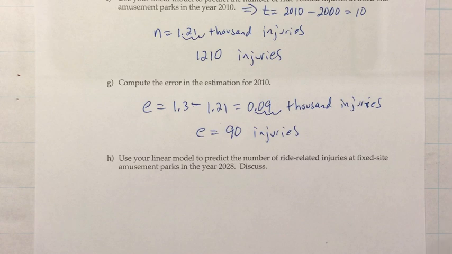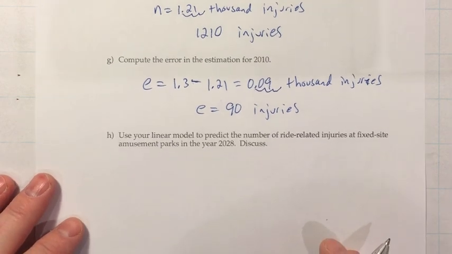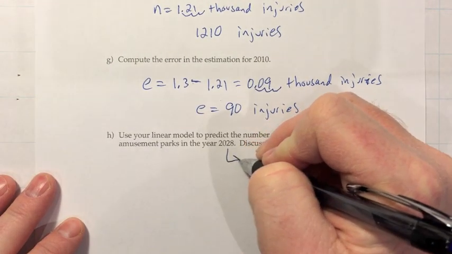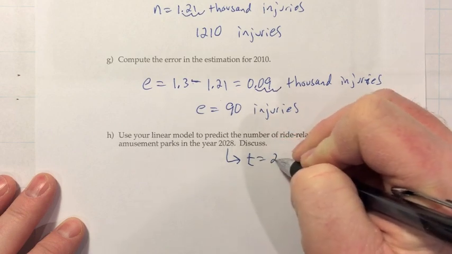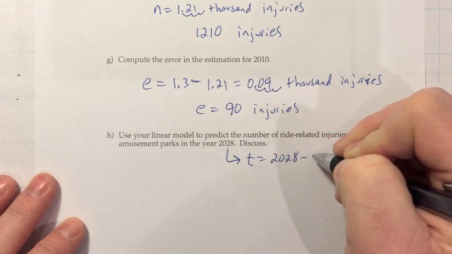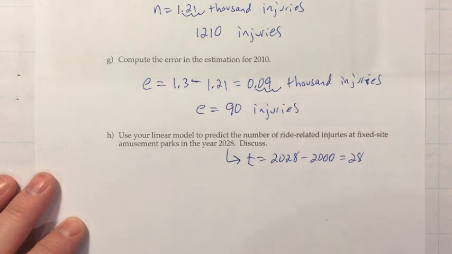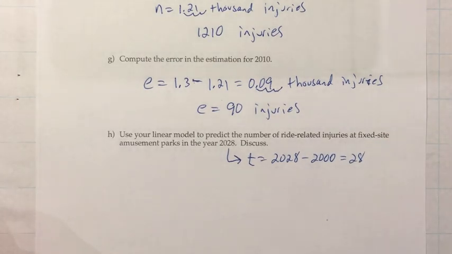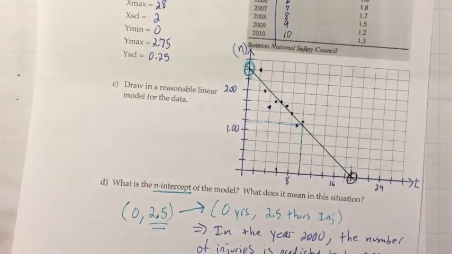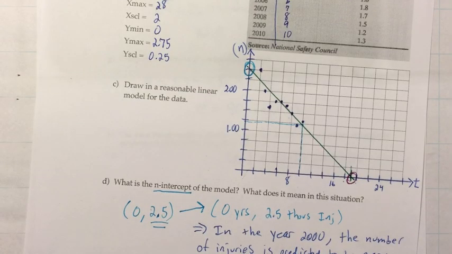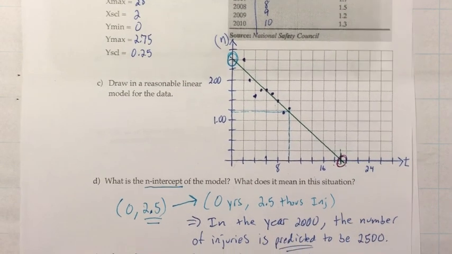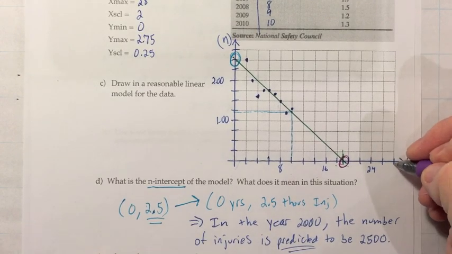Use your linear model to predict the number of ride-related injuries at fixed-site amusement parks in the year 2028 and discuss that. So first of all, got to figure out T. That would be 2028 minus the starting year of 2000, which is T equals 28. And then we want to put that into our graph. And we run into a pretty big problem there, because T equals 28 is right here.